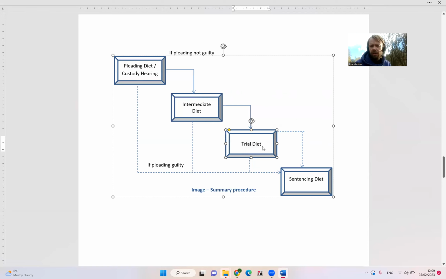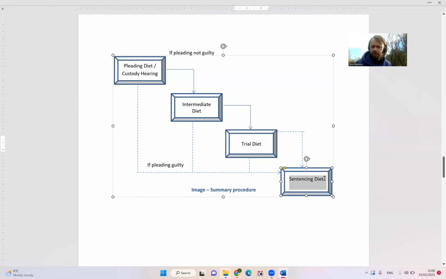And at the end of the trial, the judge or the jury would pass a verdict, and the accused would then either be released or sentenced if convicted. And if the accused is convicted, the sentence can be passed once again there and then, or it can be adjourned once again to a separate sentencing diet.